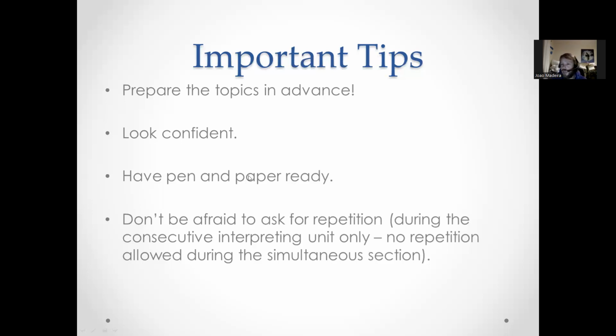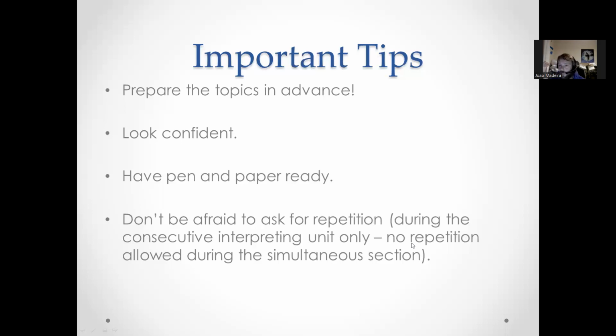Some examiners will actually ask you whether you've got pen and paper at the start of the exam. And if you don't, you get marked down. So even if you don't want to use it, have it there with you, because it's an exam requirement. Don't be afraid to ask for repetition during the consecutive interpreting unit, of course.